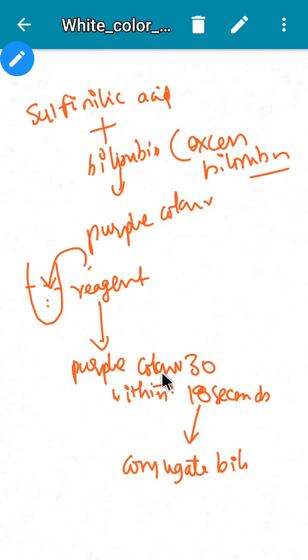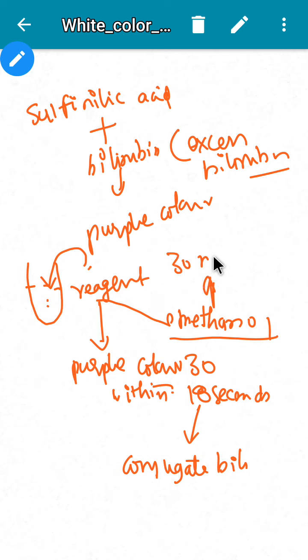Now if you don't get the purple color even within 30 seconds, then we add methanol. Already we have added the reagent but we didn't get the color, so now we add methanol to that. If you get the color within 30 minutes, then the increase is due to unconjugated bilirubin.